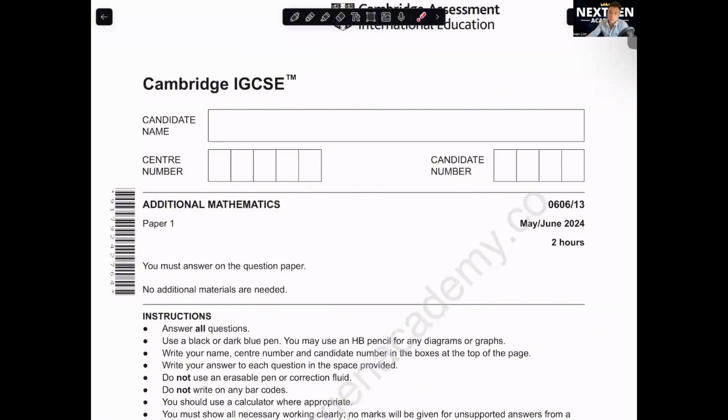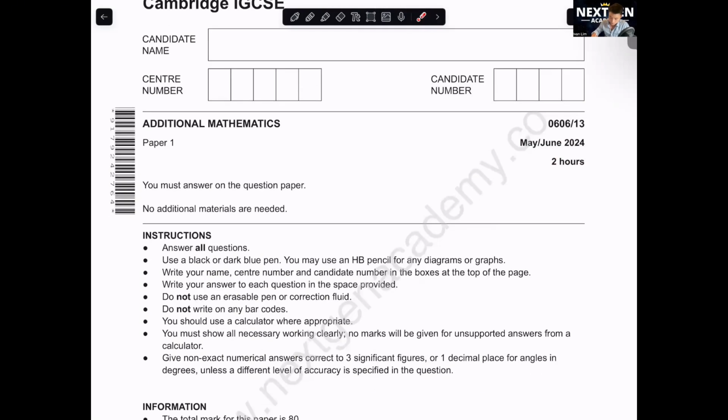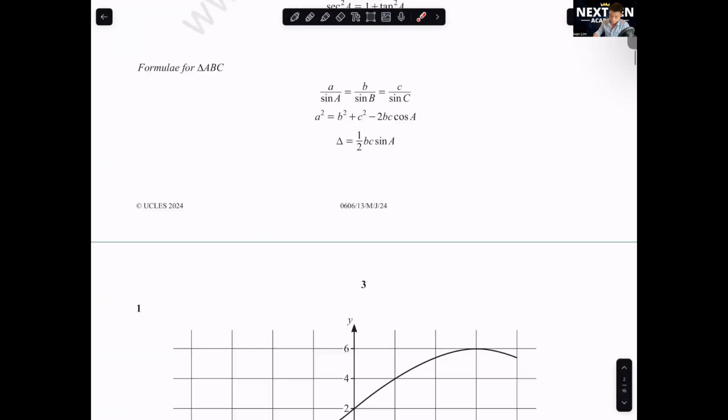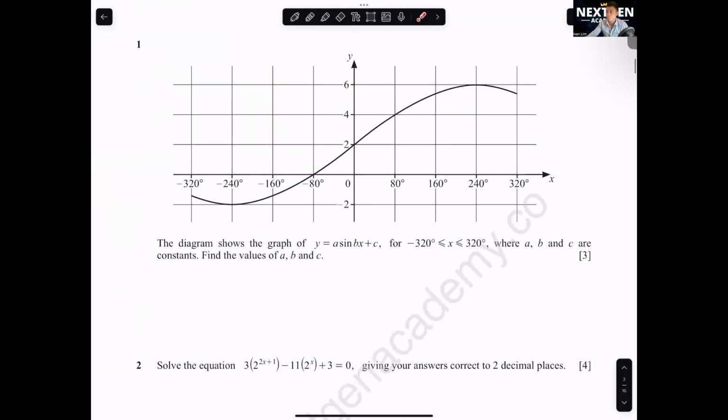All right. Okay, welcome back, my NextGen family. We are going to go through this paper, May-June 2024, paper 1-3. Okay, we'll go straight into the questions. Okay, question 1. Question 1 also seems a little bit tricky, right, for this one. Okay, how to do question 1?